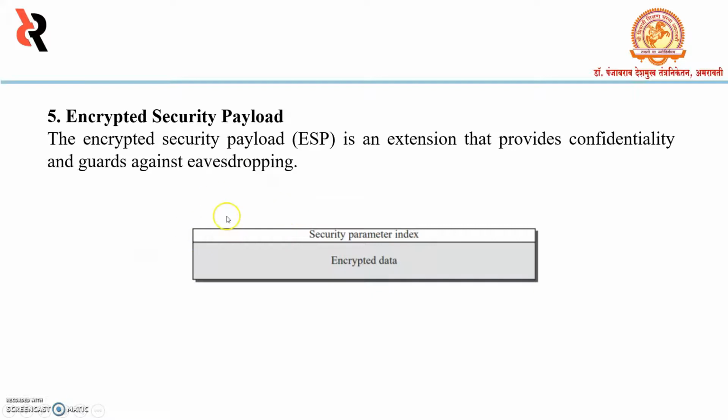The figure shows the format. The security parameter index is a 32-bit field that defines the type of encryption or decryption used. And this other field contains the encrypted data, along with any extra parameters needed by the algorithm.